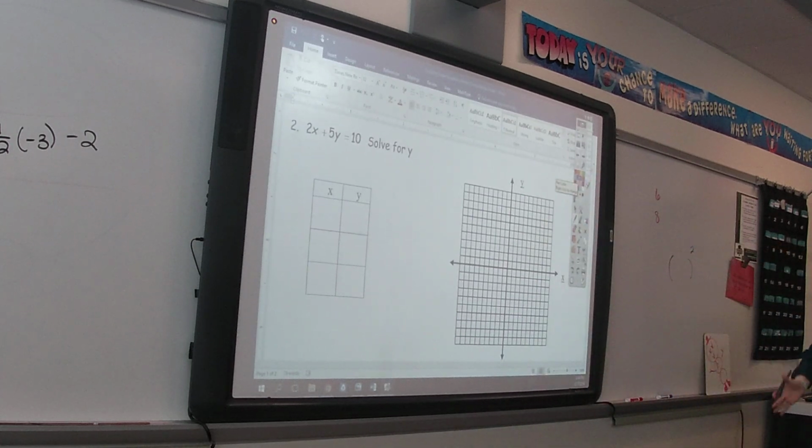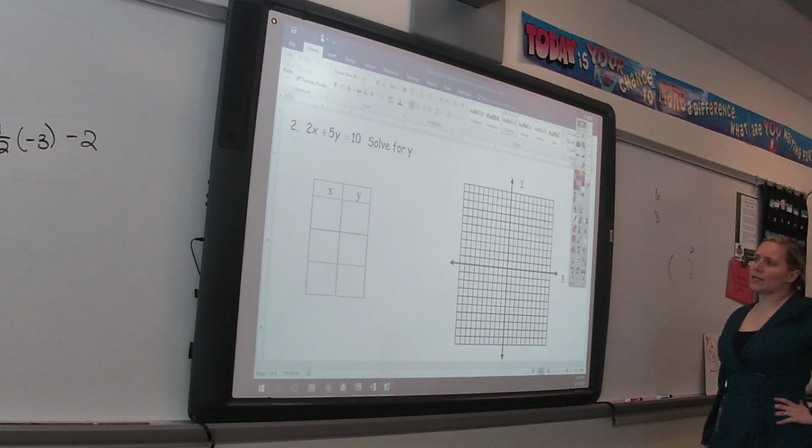Number 2. 2x plus 5y equals 10. I don't even like that I gave you this hint. This was too nice of me. So I wrote on here to solve for y. Why should we solve this for y? Y is bigger. Because you need the x values. What do you mean we need the x values?